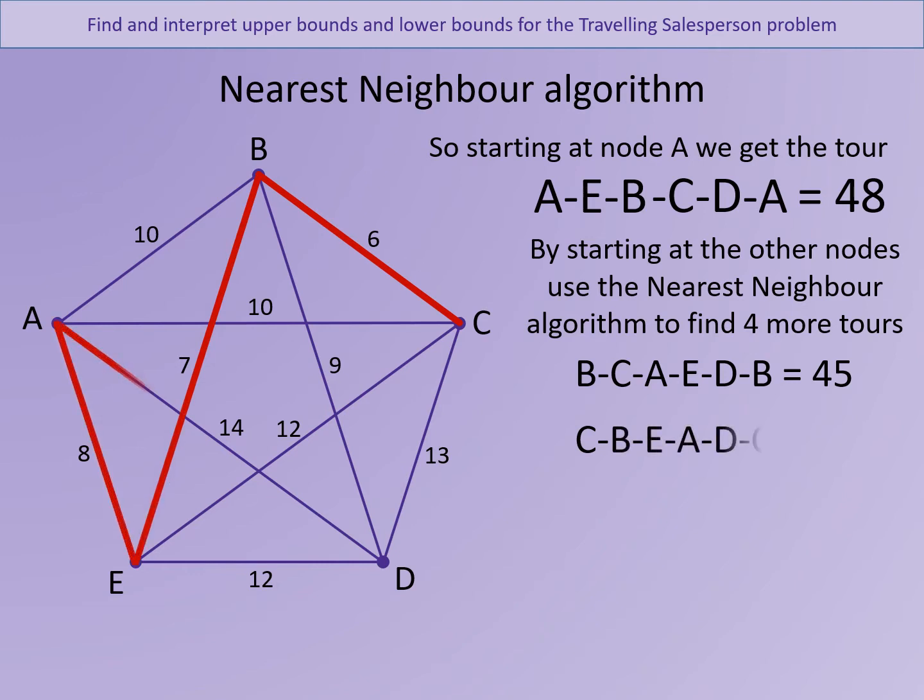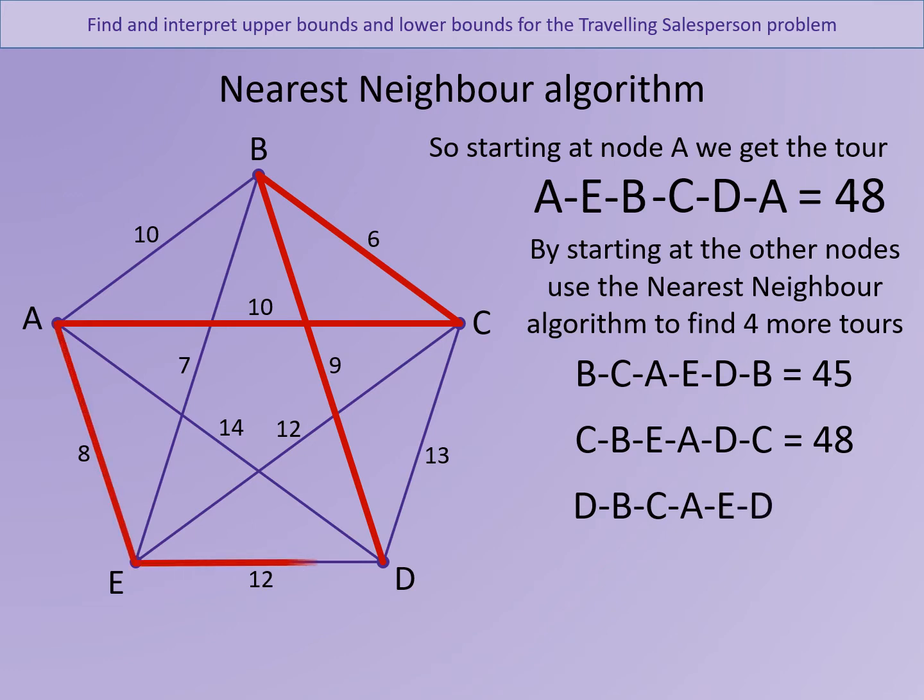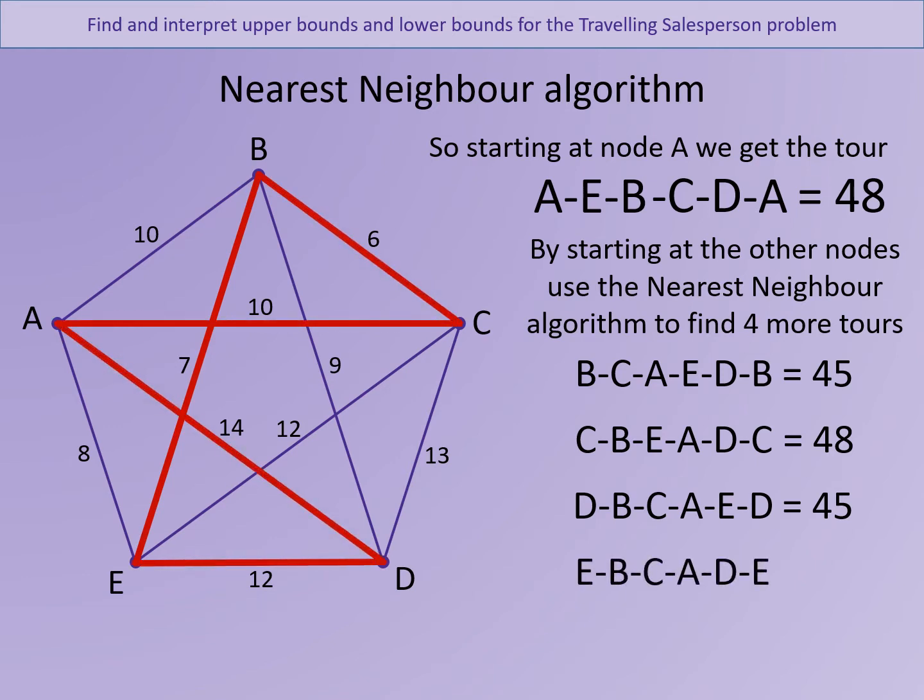Starting from C, the nearest neighbour algorithm produces the tour C, B, E, A, D, C, also with a weight of 48. Starting from D, we get the tour D, B, C, A, E, D with a weight of 45. And starting from E, we get E, B, C, A, D, E with a weight of 49.